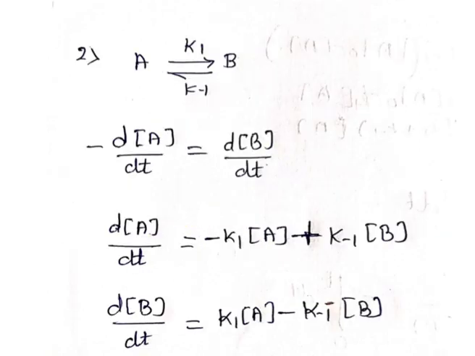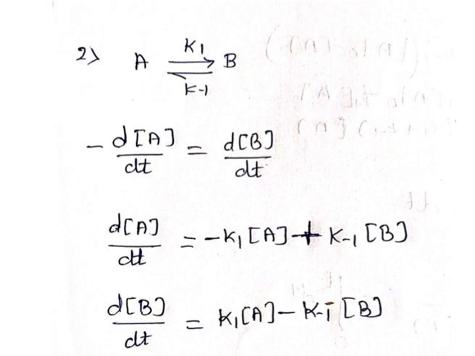Now another example is here. A which gives B, and that is a reversible reaction. It gives again A. A gives B and B gives A. The forward rate is K1 and the reverse rate is K minus 1. So now we have to write down the rate of this reaction. How can you note down the rate of this reaction?